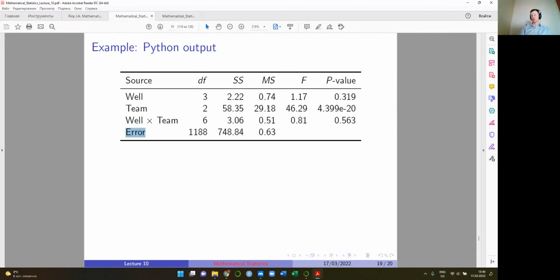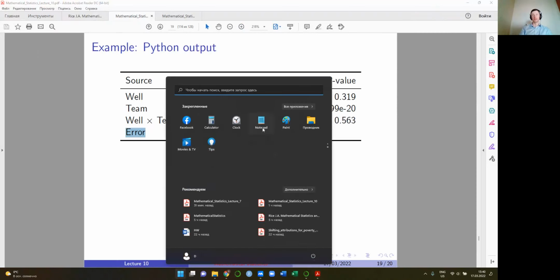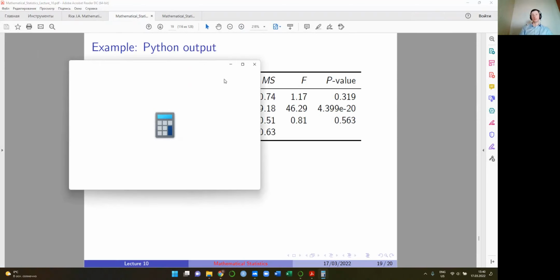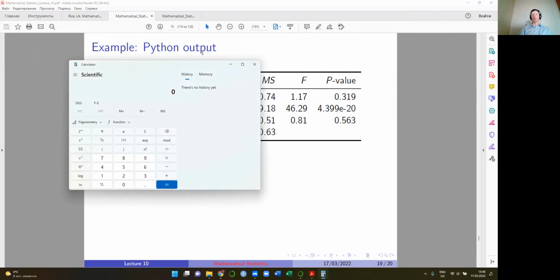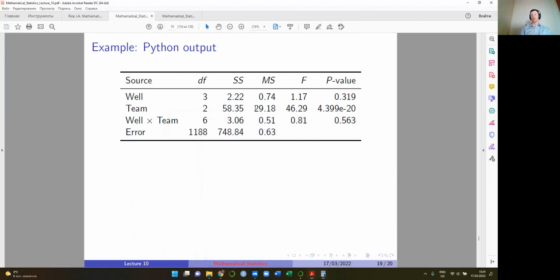Mean squares. As before, to calculate mean square is just the fraction of sum of squares and degrees of freedom. So for instance, if we have this 2.22 divided by 3, we have this mean square. If we have this sum of squares, 5835 divided by 2, we have this mean square, and so on. So that's simple.